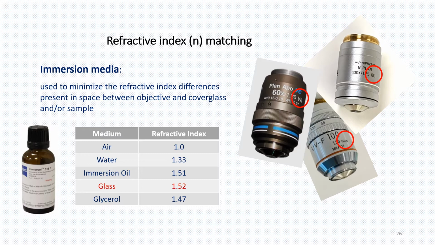Objectives that are designed to be used with oil, water, or glycerin increase the NA because refractive index differences between the objective lens and the cover glass or sample are largely minimized. Refractive index matching is an important factor to consider in optical microscopy, especially when working towards getting high-resolution three-dimensional images.